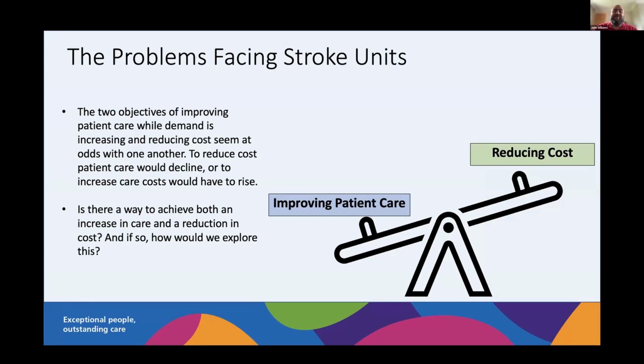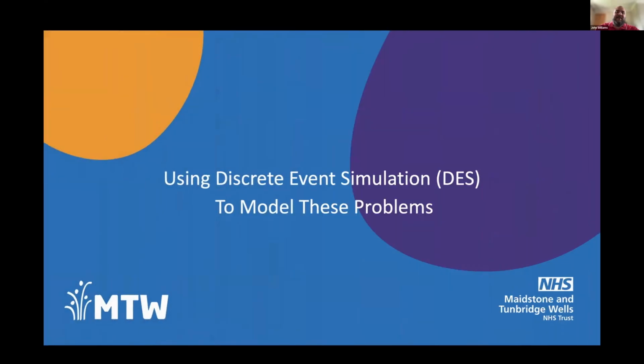You could reduce cost and patient care would decline, or you could increase cost and increase care, especially when you're dealing with an increase in demand as well. So, is there a way to do both at the same time? And if so, how would we explore this? How would we present this information to people who can actually make the decisions? Using discrete event simulation, or DES.